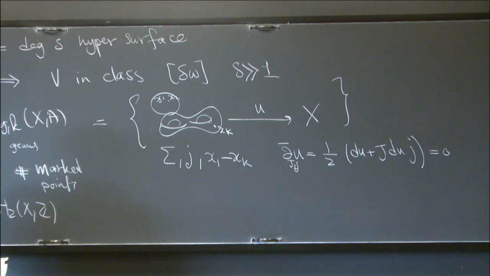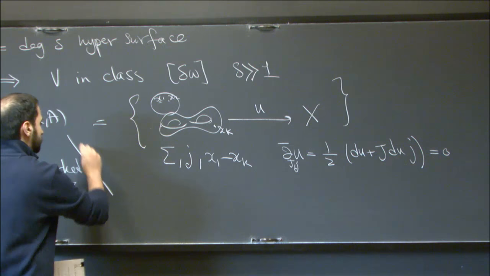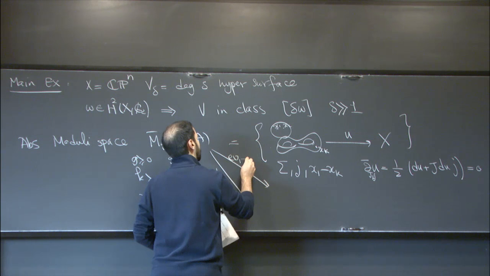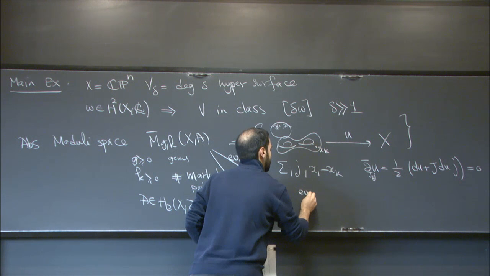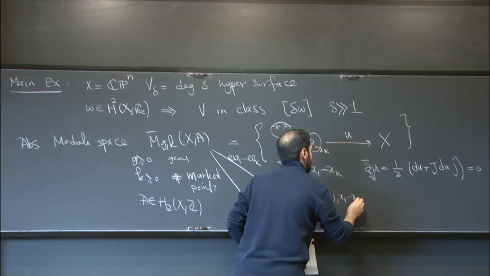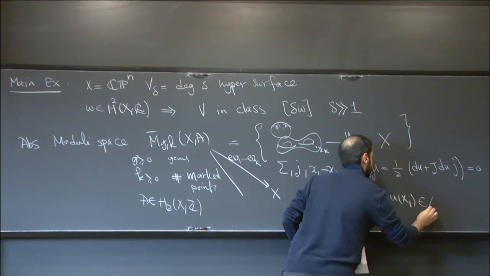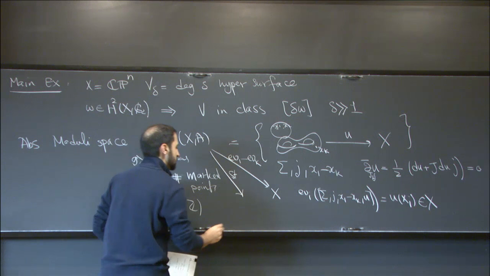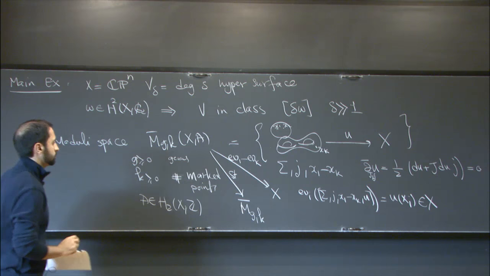And we have two kinds of maps. The first kind are the evaluation maps, ev1 to evk, which go to X. ev_i sends sigma, j, x1 to xk, u to just u of x_i. And we also have a stabilization map, which forgets the map and just looks at the domain. The domain with the marked points is something in the Deligne-Mumford space, so that goes into M bar g,k.